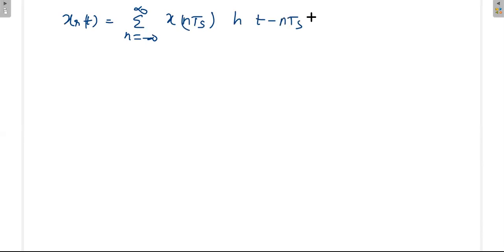xr of t is equal to finally the summation from n equals minus infinity to plus infinity of x(nTs) h(t minus nTs).